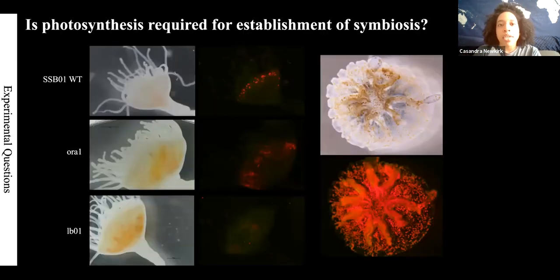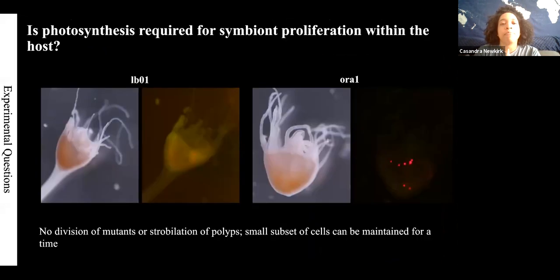So the answer here is: is photosynthesis required for establishment of symbiosis? Right now it seems that no, it is not. It seems that these algae can actually be taken up in large quantities without photosynthetic function being needed. So the next thing that I just said is: is photosynthesis required for symbiont growth within the host? Once they're taken in, will the cells continue to grow and divide and reach the quantity that's necessary for the animal to continue through the life cycle?